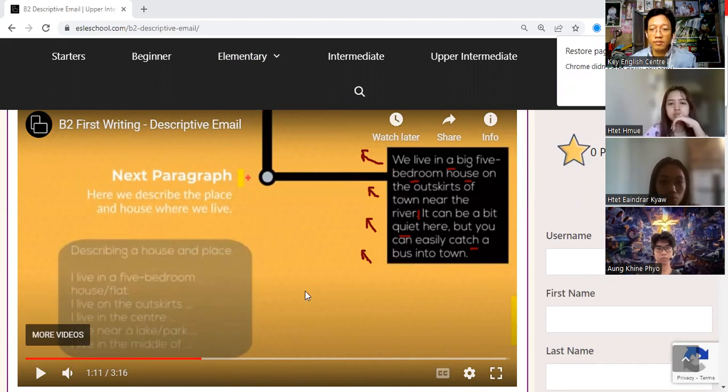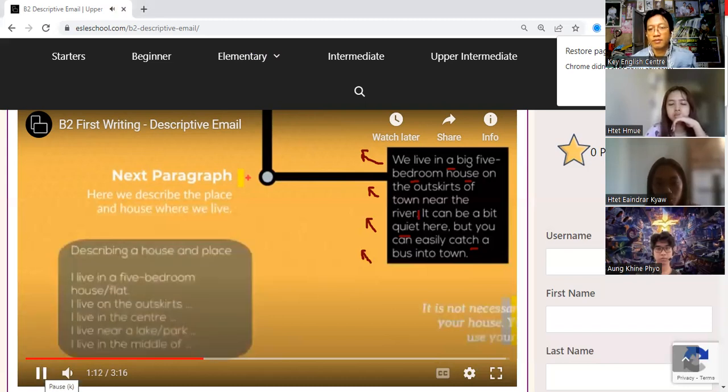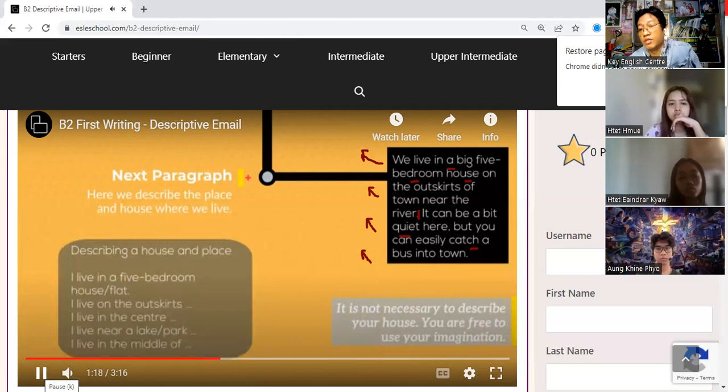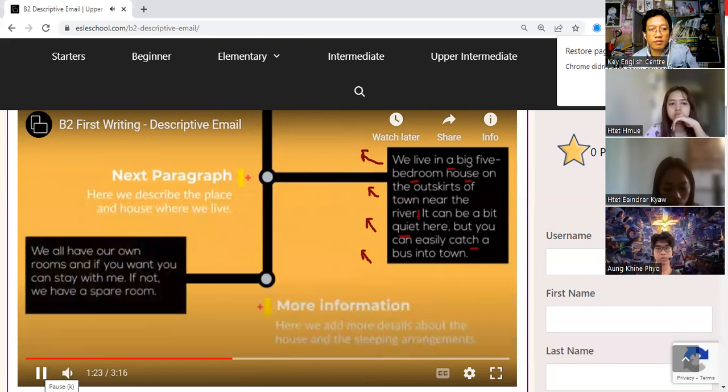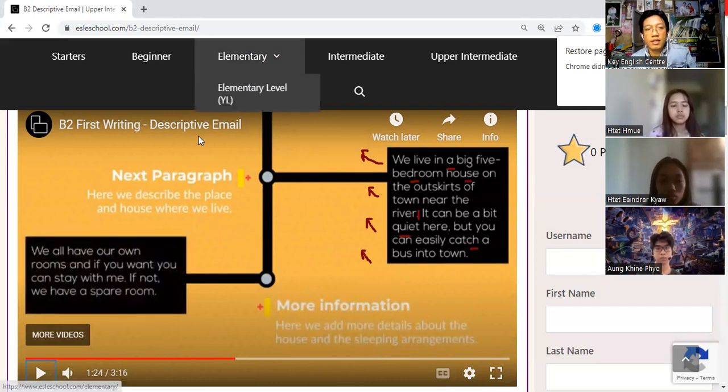So, you remember? Yeah, that's it. And then? Imagination, we can use your imagination. Okay, and then what is this paragraph about? What is the key point? Let's see.